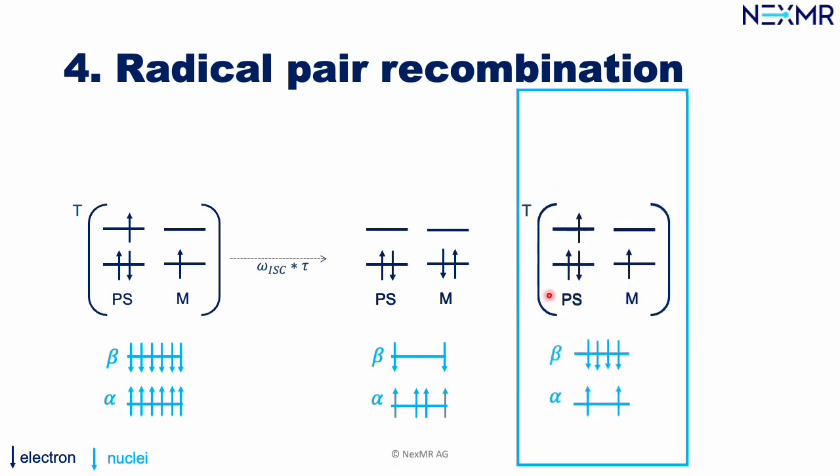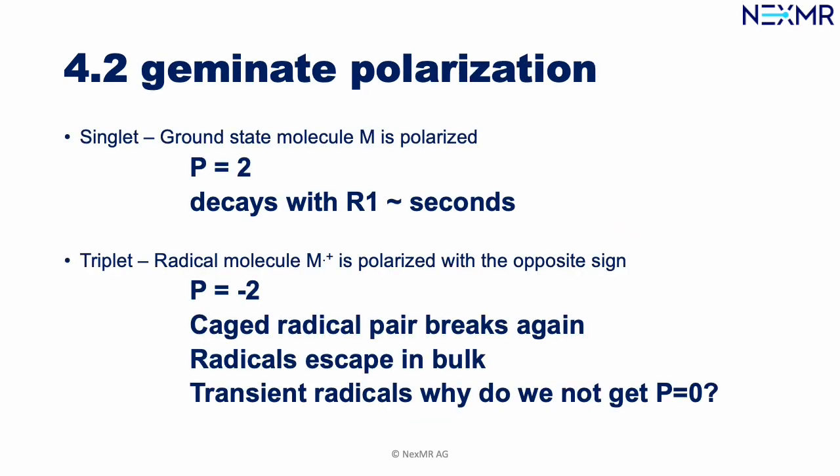For the triplet state molecule, what happens is that we have the opposite polarization, because we have now more beta nuclear spins that yielded triplet state radical pairs than alpha nuclear spins. So we have here the opposite polarization. Here we have +2 and here we have -2. But these triplet state molecules cannot recombine because this electron transfer is still forbidden by the Pauli principle.